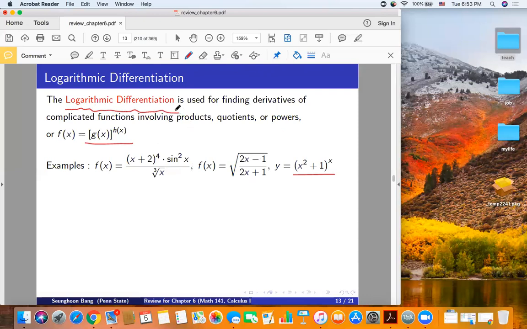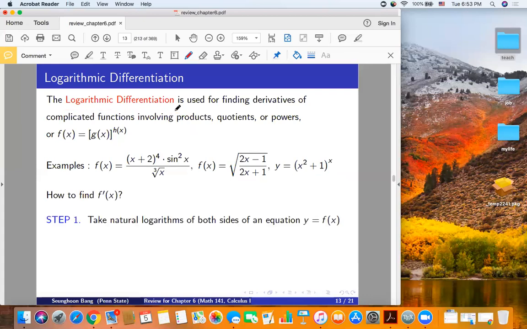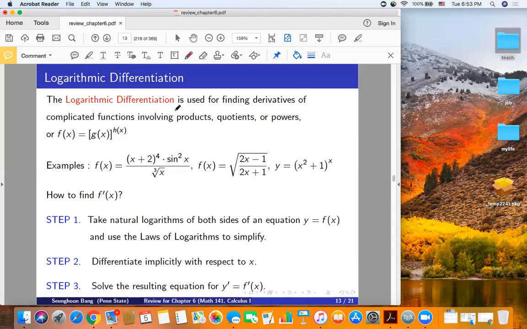We follow 3 steps. Step 1: take natural logarithms of both sides of the equation y equals f of x, and use the laws of logarithms to simplify. Step 2: differentiate implicitly with respect to x. Step 3: solve the resulting equation for y prime, f prime of x.